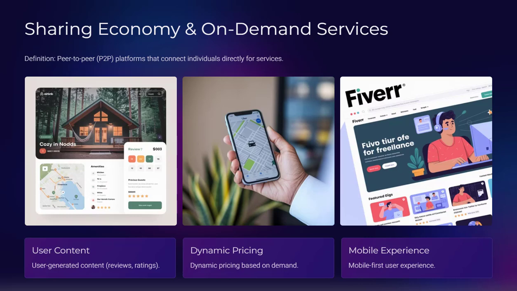Another feature is the mobile experience, right? The mobile-first user experience is a key part of the on-demand nature of these services, allowing users to access them anytime, anywhere. So mobile first is key to the success or implementation of this model.